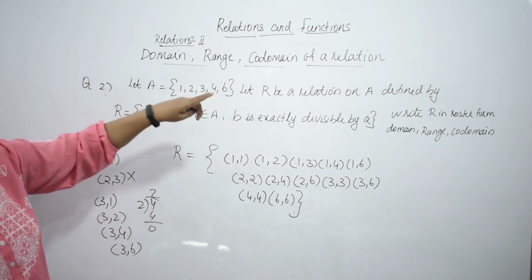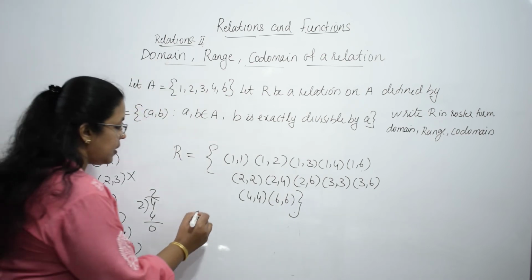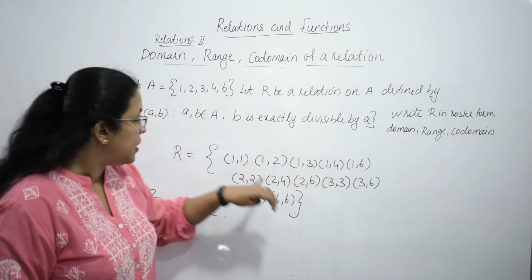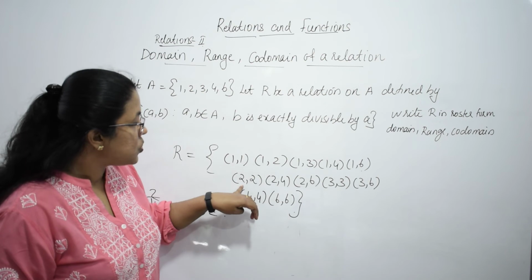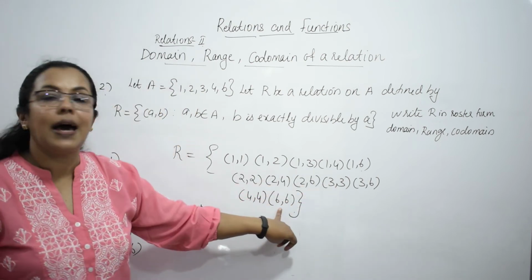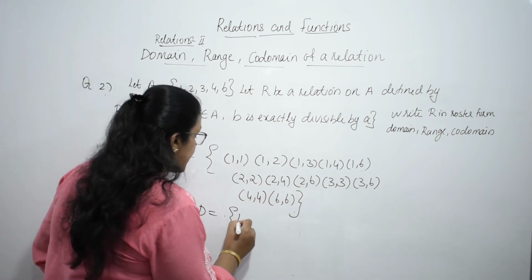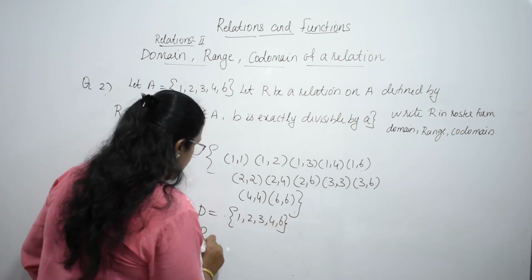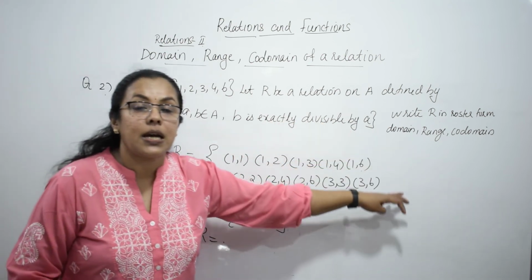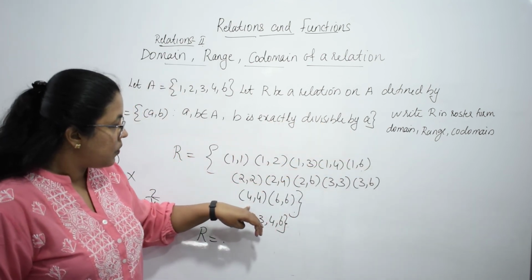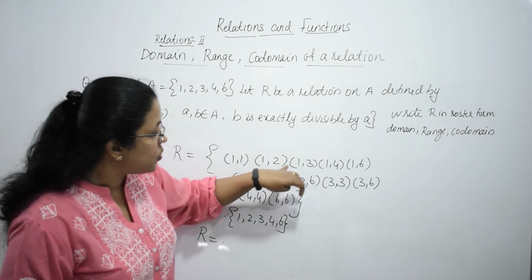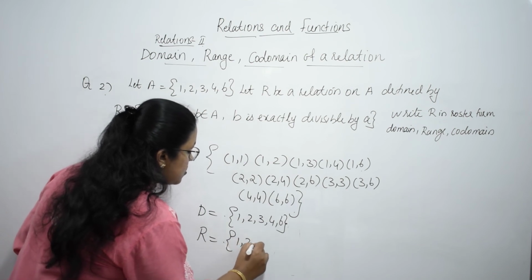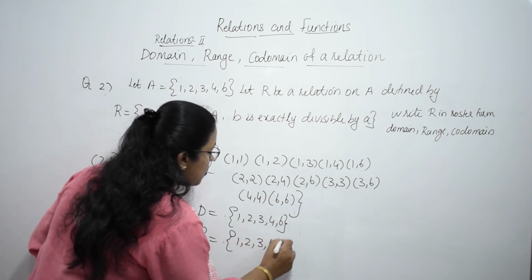Now, write the domain, range and codomain. What is the domain? Set of first elements in the ordered pair: 1, 2, 3, 4 and 6. What is the range? Set of second elements in the ordered pair. What is that? 1, 2, 3, 4 and 6 again. So, range is also 1, 2, 3, 4, 6.